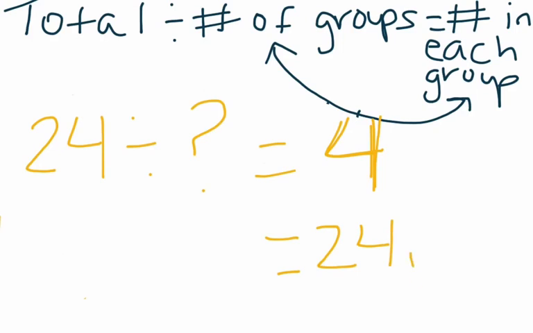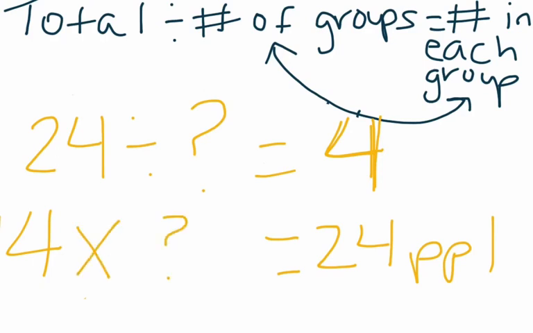We know that there are 24 people coming to our party. We know that there are 4 people sitting at each table, but how many tables are there? I know that it says it on your paper on the next page, but I really want you to think for a second. 4 times what equals 24? I'll give you a second to think about it. 4 times what equals 24? And I got an answer of 6. 4 times 6 equals 24.